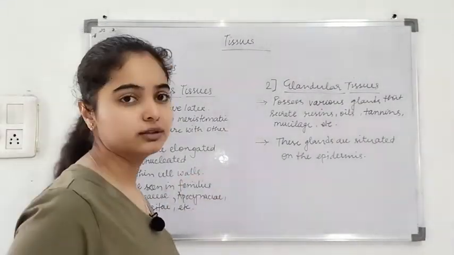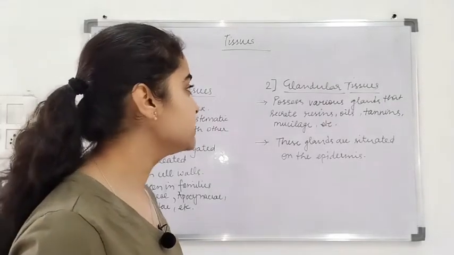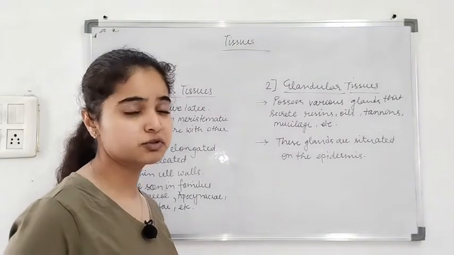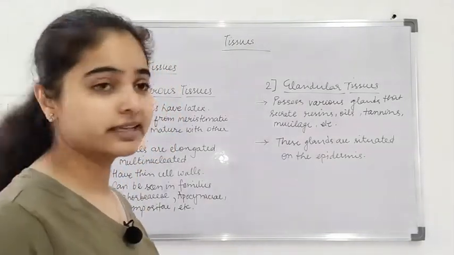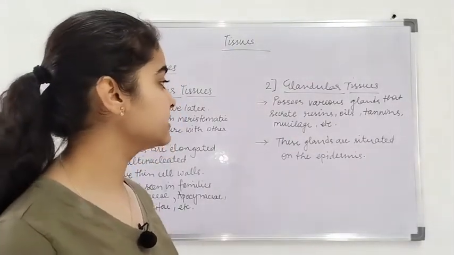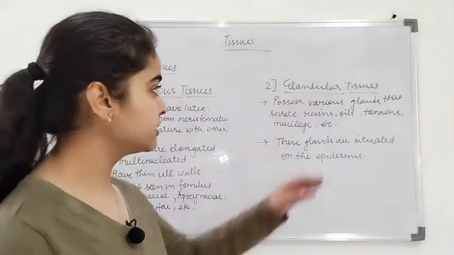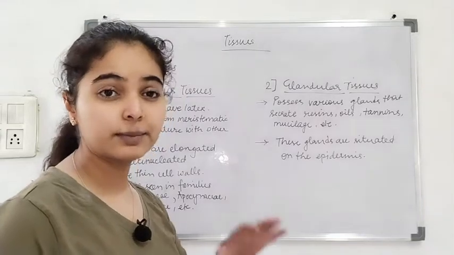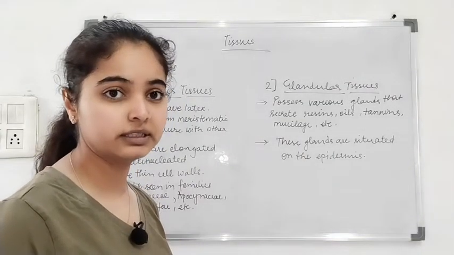Second one is the glandular tissue. These tissues possess various glands that secrete oils, tannins, mucilages, resins, etc. And these glands which are present in glandular tissues are situated on the epidermis, on the epidermal layer.